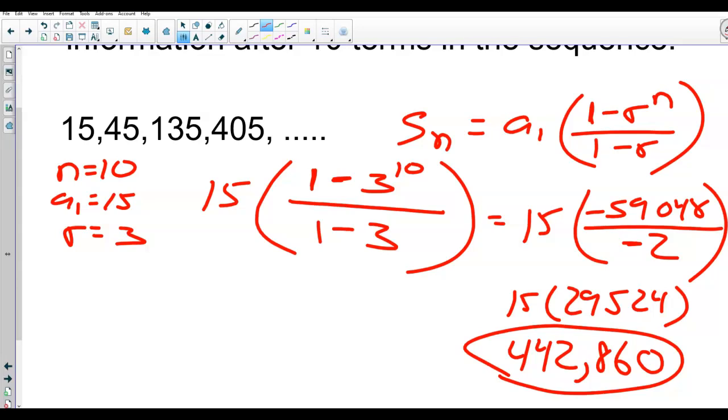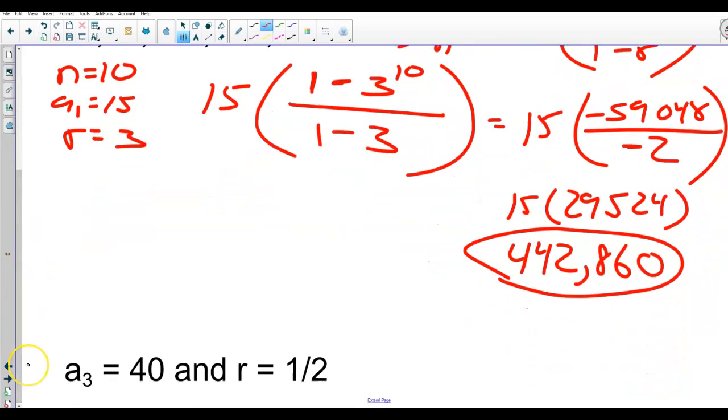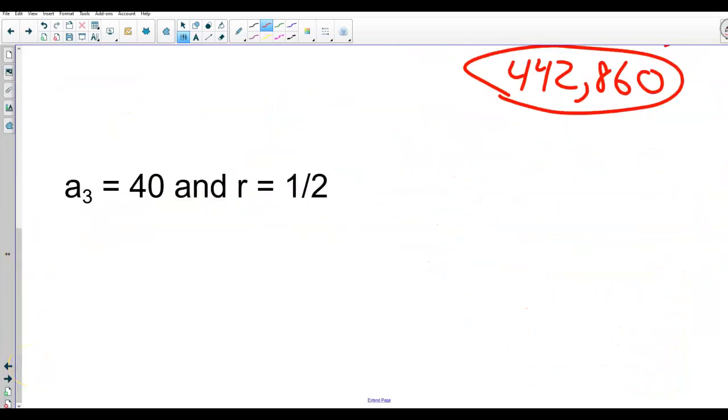Okay. Be comfortable that numbers are going to get that high. That's not an abnormal number there. Okay. Here, if I give you this, think about what you need. My n is 10. We know that. We need my r, which is 1/2. We also need my a_1. I can get it from this information.